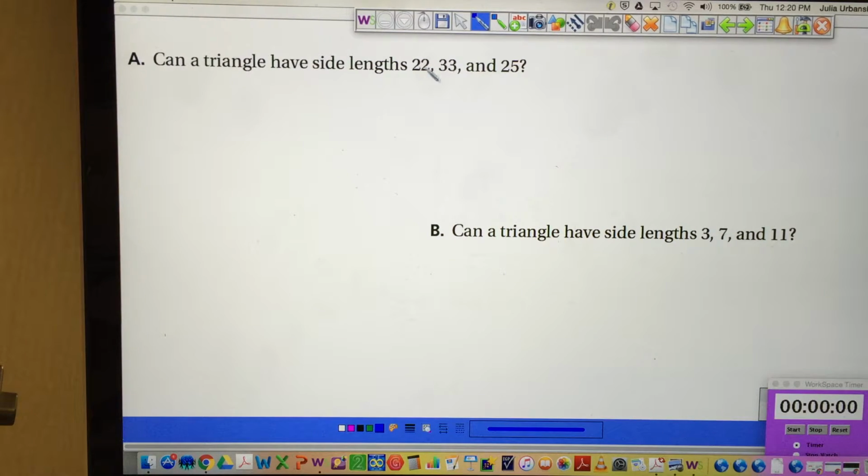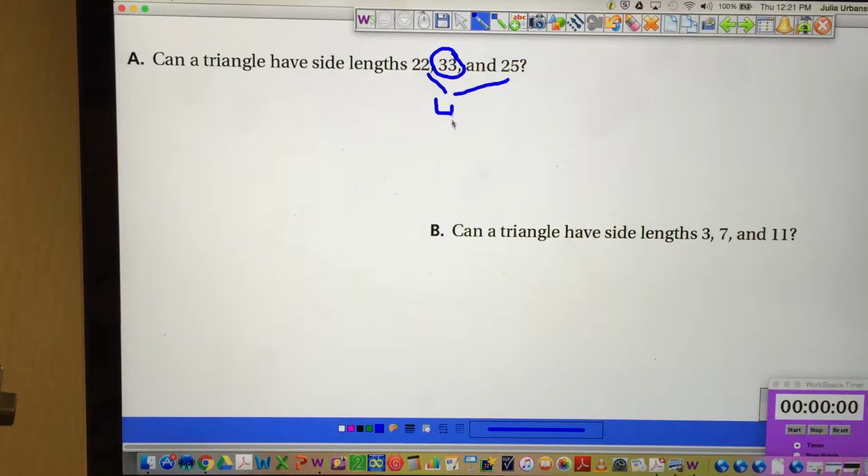So now we have numbers. What I do is I find the biggest side, and then I test the two smaller sides. What's the biggest side here? 33. So the two other sides have to be greater than 33. Does that make sense? So 22 plus 25, what does that make? 47. All right. If the two sides make 47, is that big enough? Is that greater than the third side? Yes. So your answer is yep, that can make a triangle.